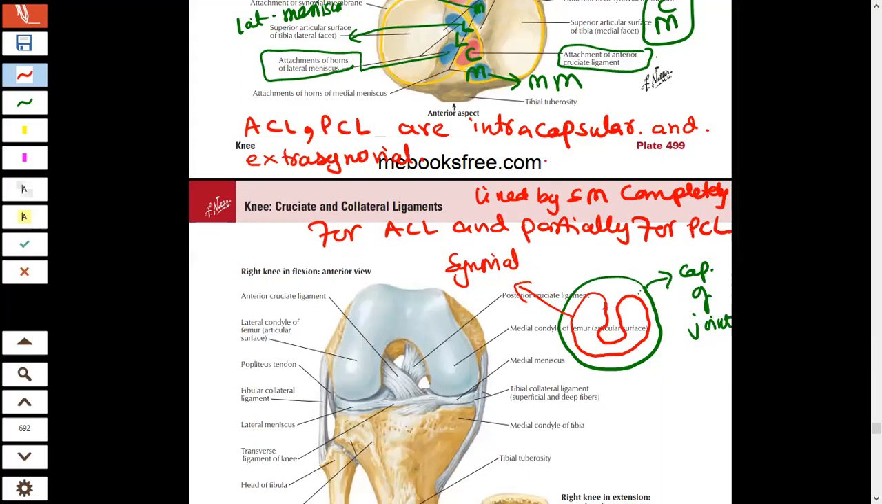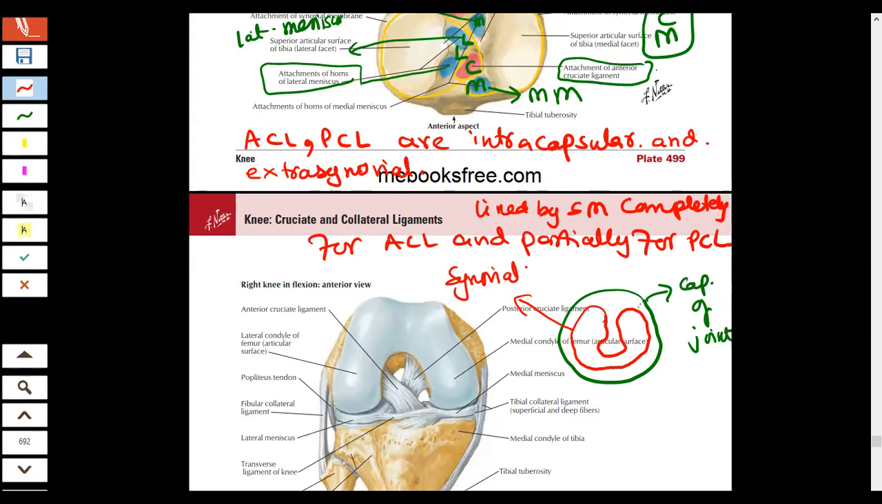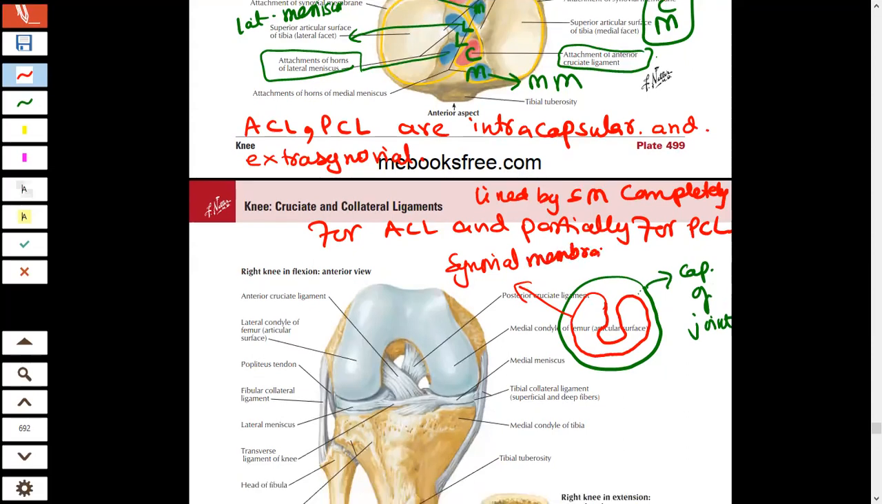Synovial membrane. So this is the synovial membrane. And now we must understand where your ACL and PCL are. So see here, this is your ACL, anterior cruciate ligament. ACL and PCL are intracapsular. They are inside the capsule of the joint. So they are intracapsular in the knee joint, but they are extrasynovial.